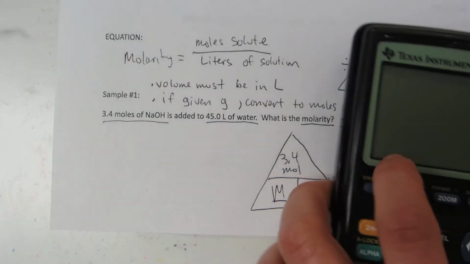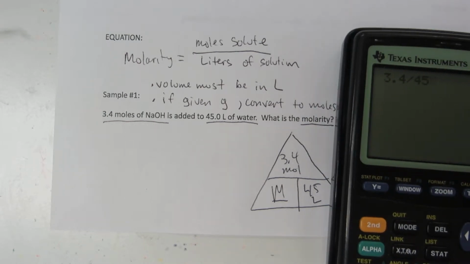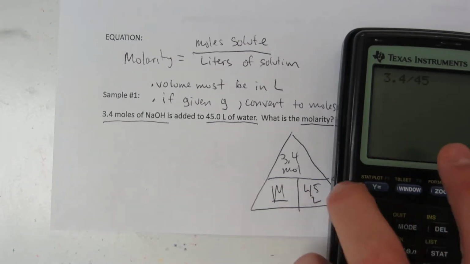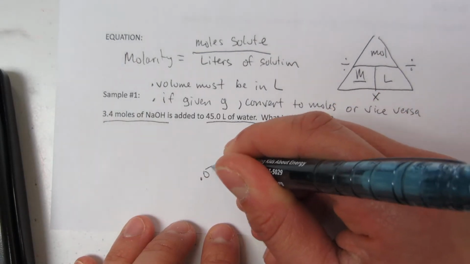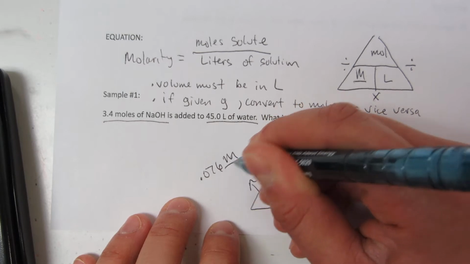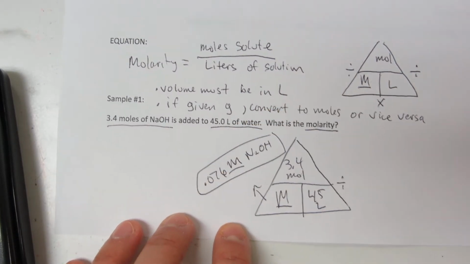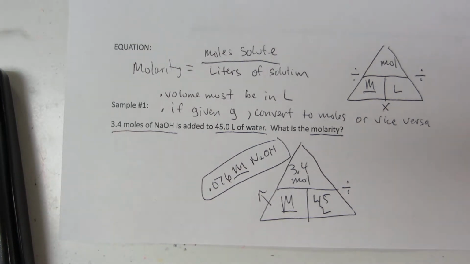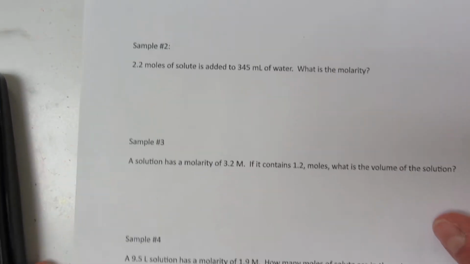So 3.4 divided by 45, and that is 0.076. So the molarity is 0.076 molar sodium hydroxide solution. Okay, so that's a pretty typical basic problem. All right, let's try a different one here.